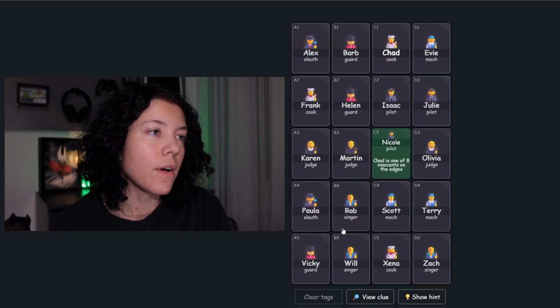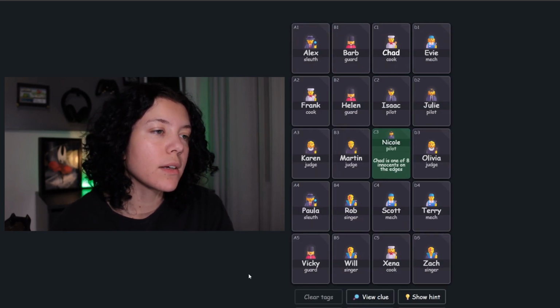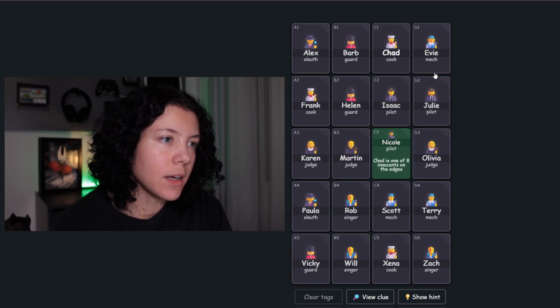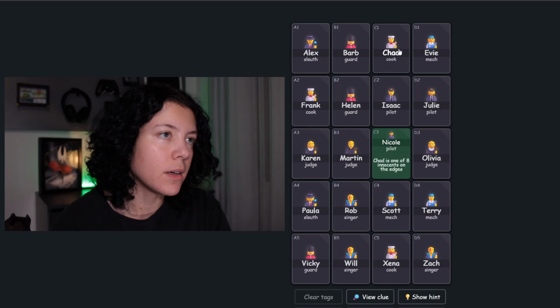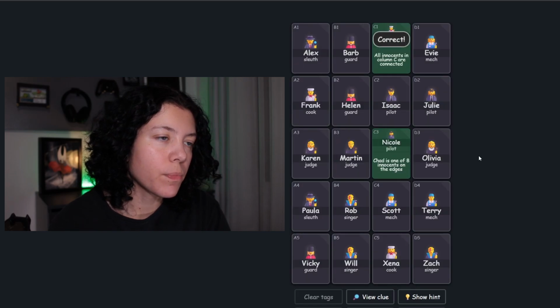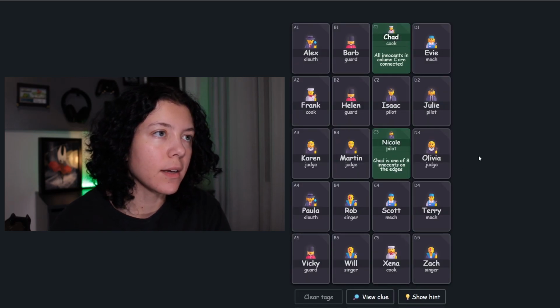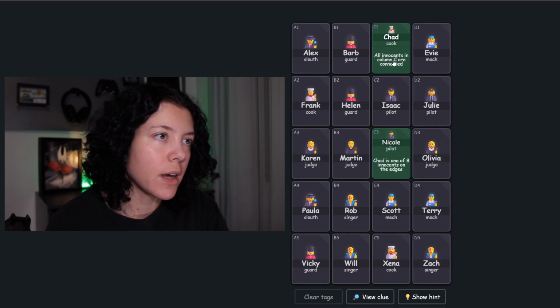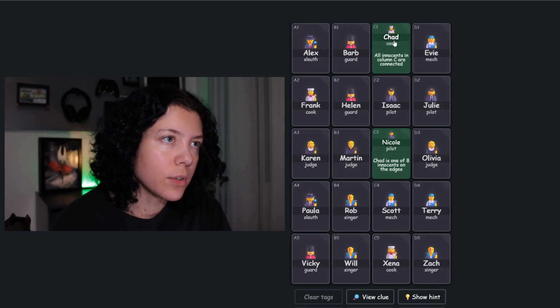We have Nicole telling us that Chad is one of 8 innocents on the edges. The edges are, of course, the edge of the board, including the corners, and we know that there's 8 innocents. And here, Chad is one of them. Now, Chad's telling us that all innocents in column C are connected. That tells us that at least Isaac is an innocent in order for Nicole and Chad to be connected.